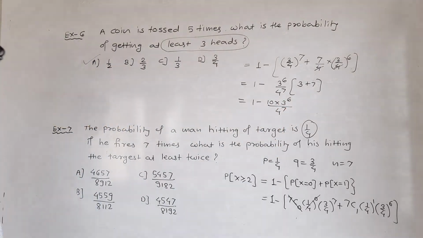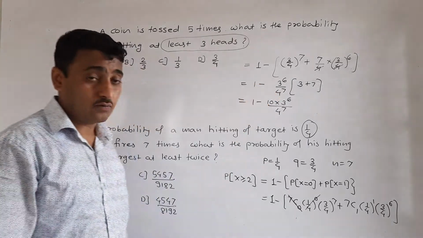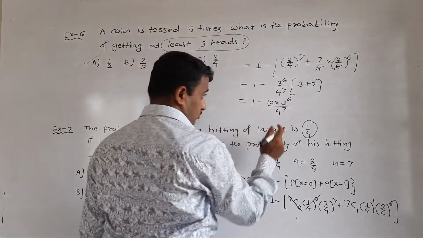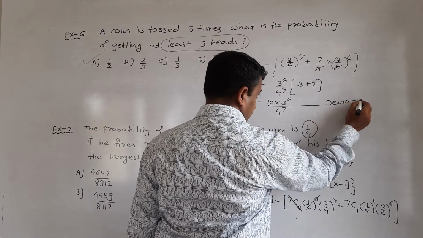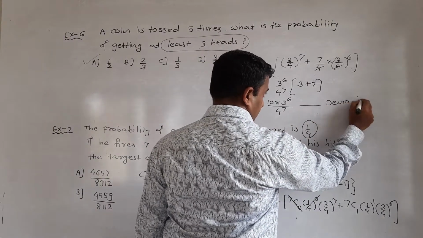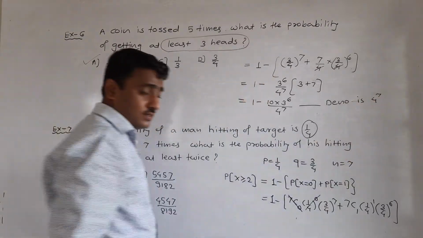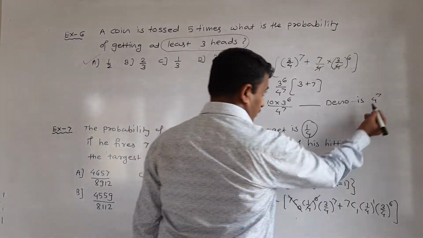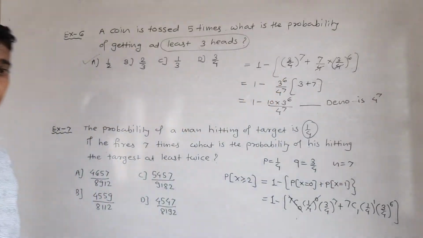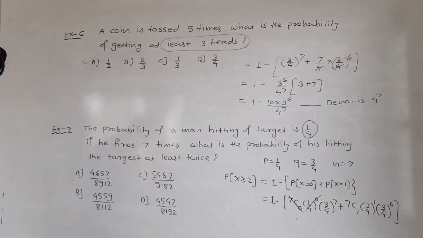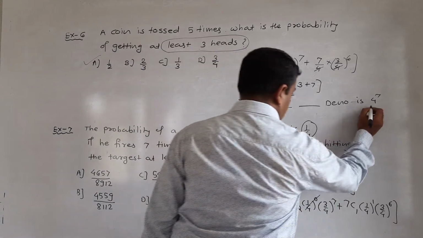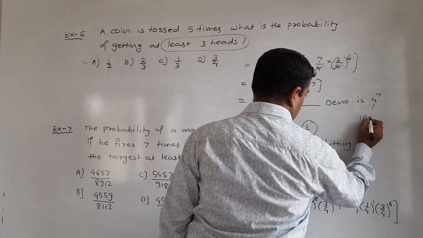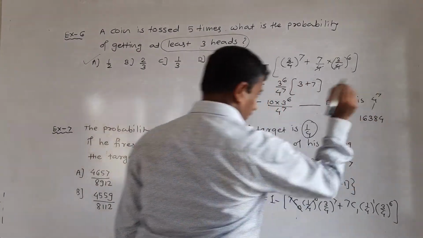What is the denominator of this calculation? The denominator is 4 raised to 7. And 4 raised to 7 means I write 4 into 4 into 4 into 4, that type. That calculation is 16384. That is 4 raised to 7.